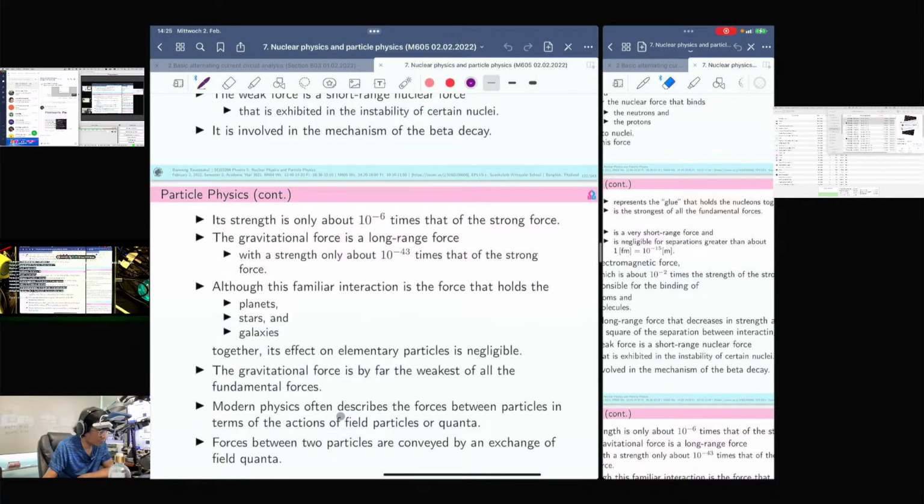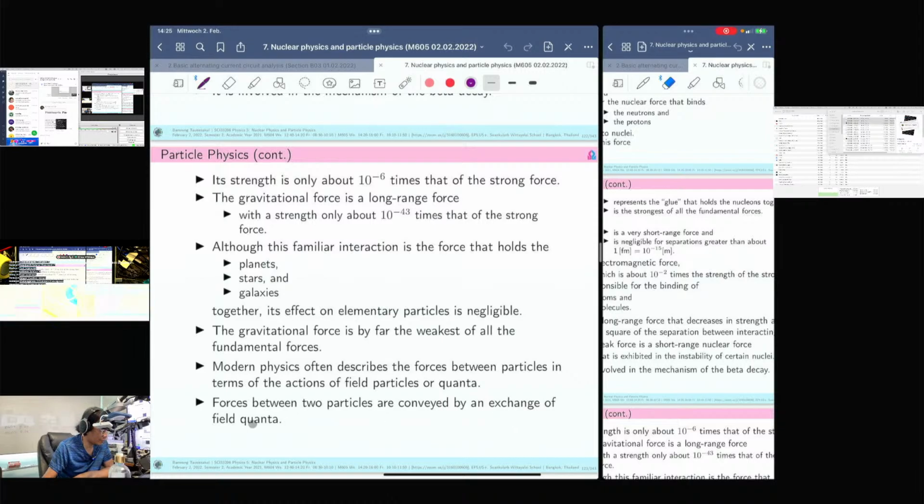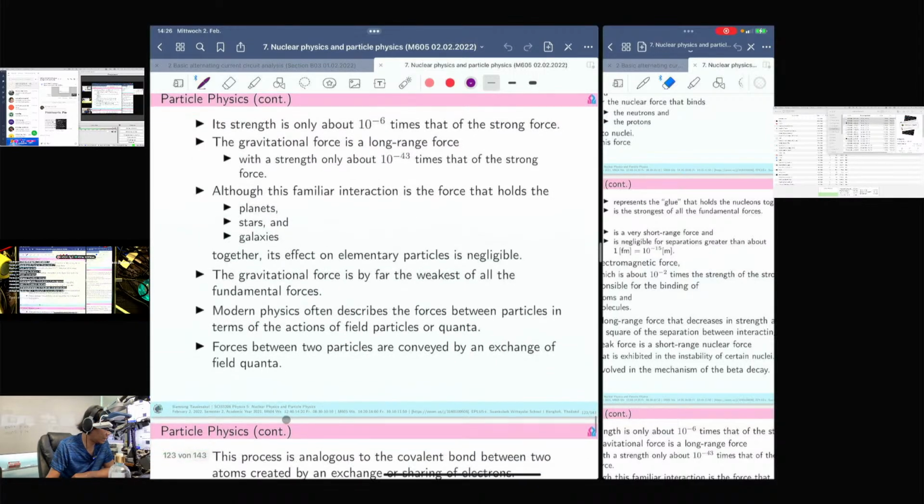And modern physics often describes the force between particles in terms of... once we finish all these four forces, physicists try to explain these four forces by using the idea of particle exchange. In terms of the action of few particles or quanta, and the name of the particles or quanta will be different for each force. Forces between two particles are conveyed by an exchange of quanta. Quanta is the plural form of the word quantum. All right, and let's move to the next one.